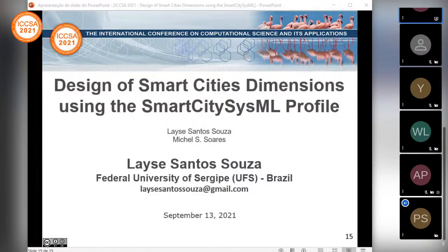I would like to know the component elements that aggregate data for this Smart Cities ML profile. I want to know the component elements, especially as regards data aggregation for possible analytics.